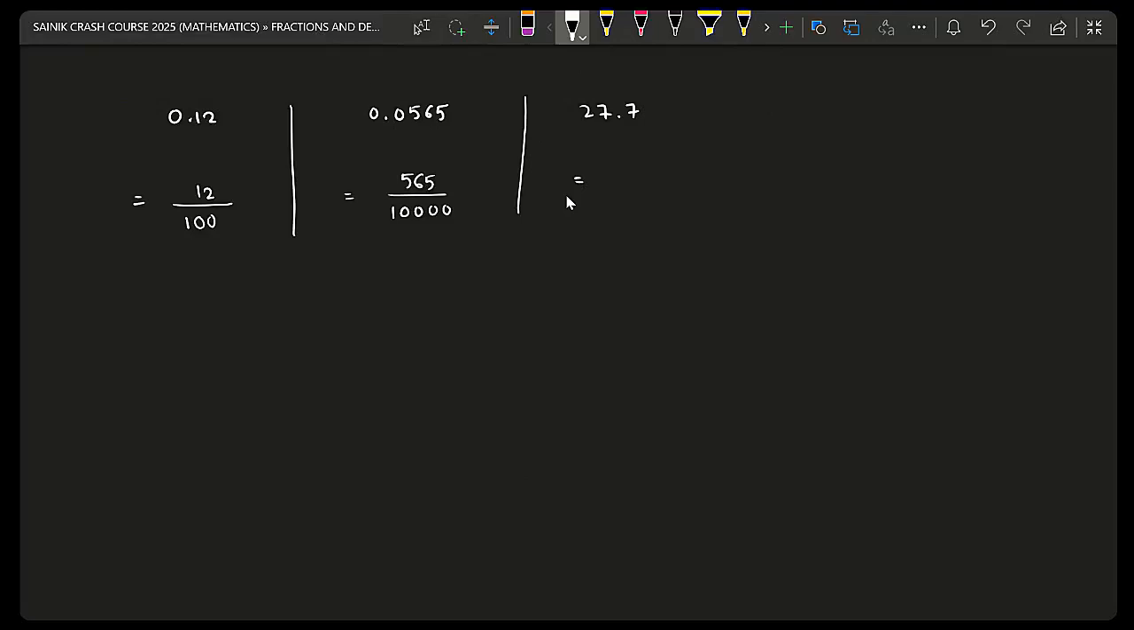And this one, 27.7. First remove the decimal. If you remove the decimal, it will be 277 divided by 1 followed by, how many zeros should I write? Because there is only one decimal place, I should write only one 0. So this is the way we convert from decimal fraction to decimal and decimal to decimal fraction. All of you copy this example also.